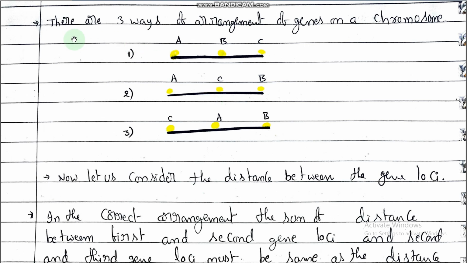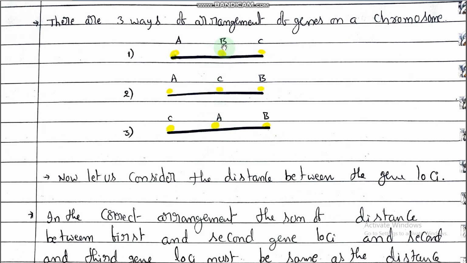There are three ways of arrangement of genes on a chromosome. For example, consider three genes: gene A, gene B, gene C, present on the same chromosome. How is the arrangement? The first arrangement is A, B, C. Another arrangement is A, B, with C in the middle. The third arrangement is C, A, B: first C, last B, and A in the middle.